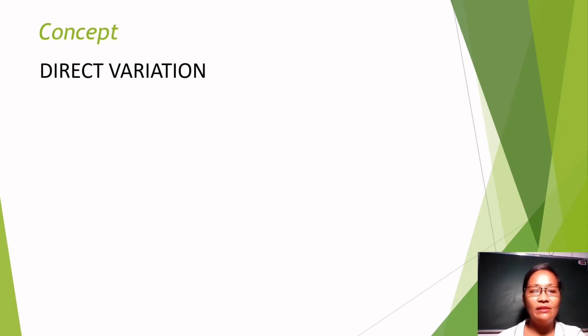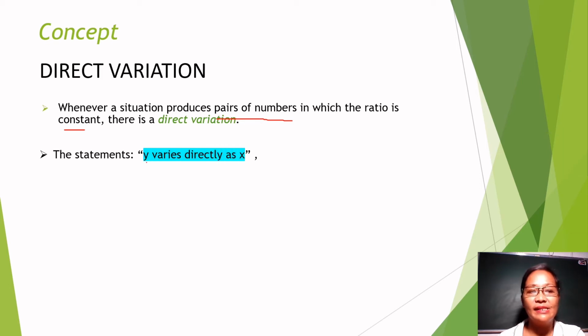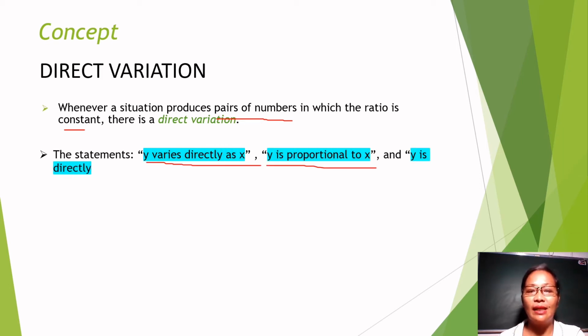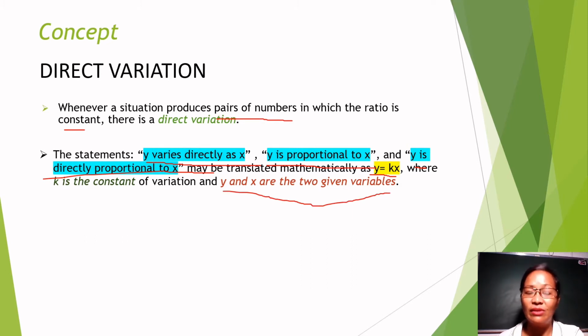First, direct variation. Whenever a situation produces pairs of numbers in which the ratio is constant, then there is a direct variation. So I'm going to discuss this later. The statements y varies directly as x, y is proportional to x, and y is directly proportional to x may be translated mathematically as y is equal to kx, and this is our variation equation. Remember guys, y is equal to kx is our variation equation, where k is the constant of the variation and y and x are the two given variables.